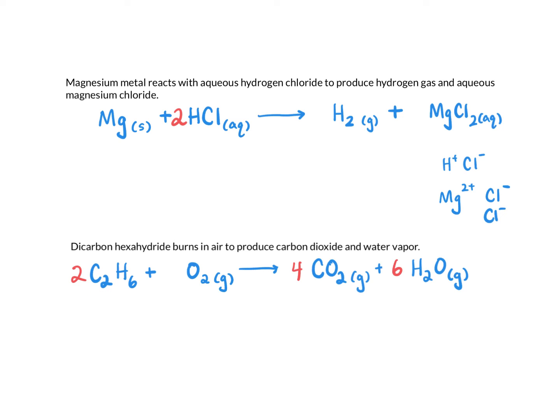I've got 4 carbon, 4 carbon, 12 hydrogen, 12 hydrogen. Now I take a look at oxygen again. 4 times 2 is 8, plus another 6, so that gives me 14. So my coefficient in front of my O2 is going to be 7, because 7 groups of 2 gives me 14. And now that problem is done as well. It's your turn to give this a try.